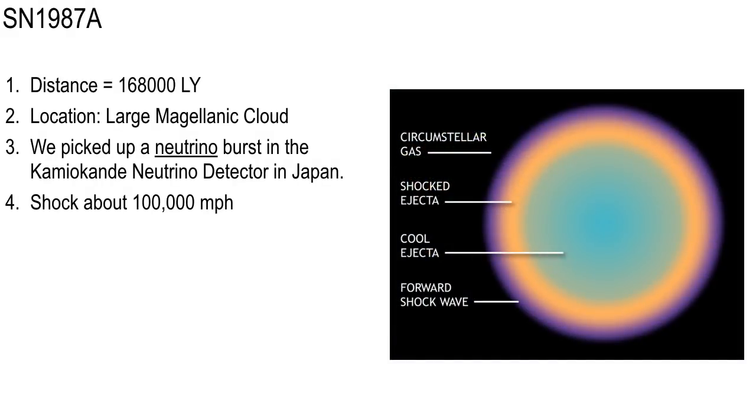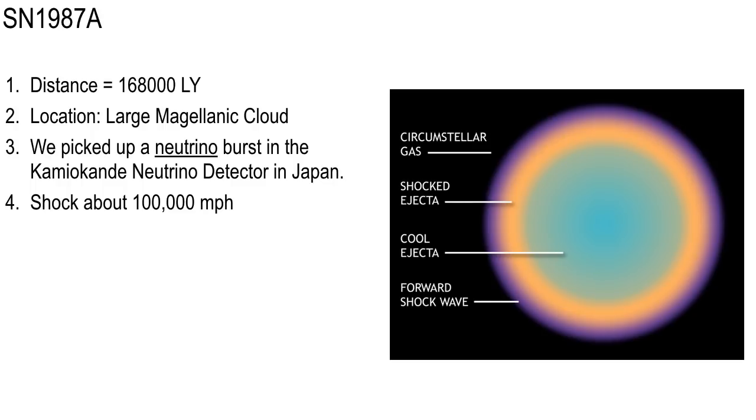Okay, so here's a picture. This is from your textbook. Circumstellar gas is the outside, the black area. And then the forward shock wave is the purply area. So when that forward purply area hits interstellar gas, it converts it into some other nucleus. Okay, and then there's the shocked ejecta behind that.